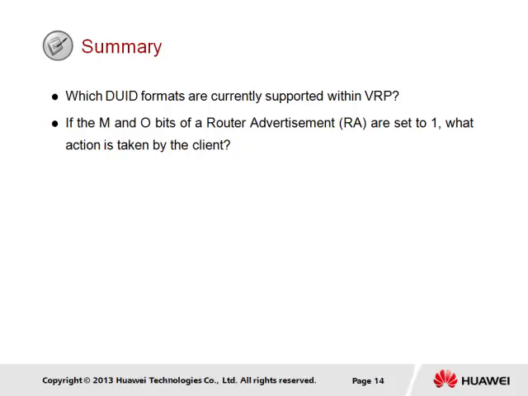If the M and O bits of a router advertisement are set to 1, what action is taken by the client? Well, clients will consider based on the M bit that stateful addressing should be performed for address allocation, and based on the O bit that other configuration parameters should be assigned by a DHCPv6 server. Parameters such as the DNS server addresses and domain information as we have configured.